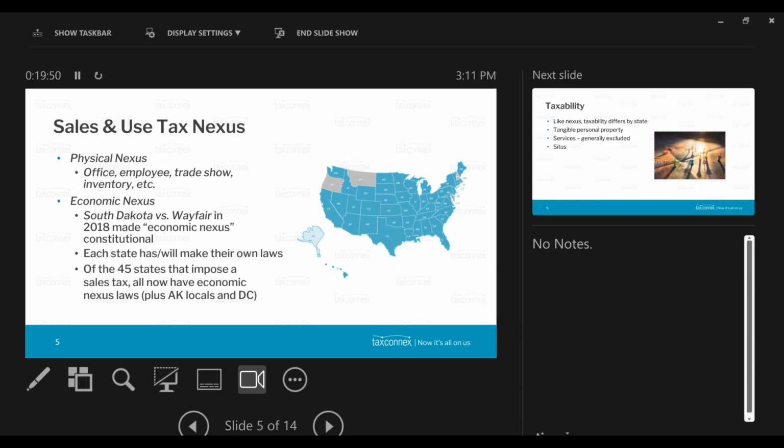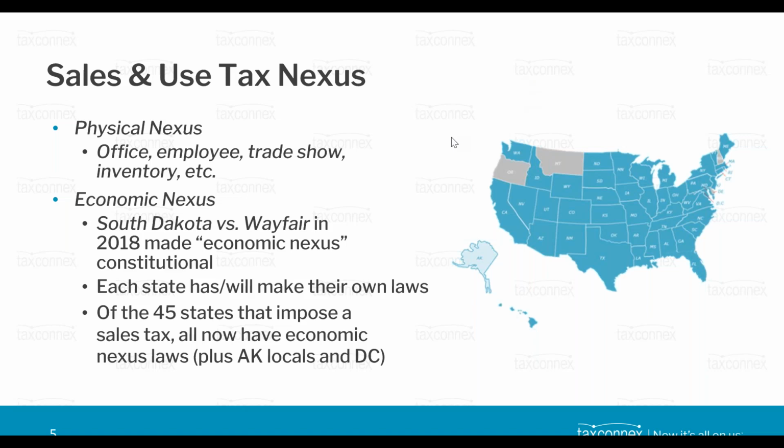Wayfair being an online retailer, they sell a lot of home goods. You're probably familiar with them. South Dakota asserted economic nexus against that taxpayer, and Wayfair fought it. It went up through the state court systems, and interestingly, the state of South Dakota's own Supreme Court ruled in favor of Wayfair. They actually ruled their own legislation unconstitutional. But South Dakota decided to take it up to the U.S. Supreme Court, and that's where the decision was ultimately made.